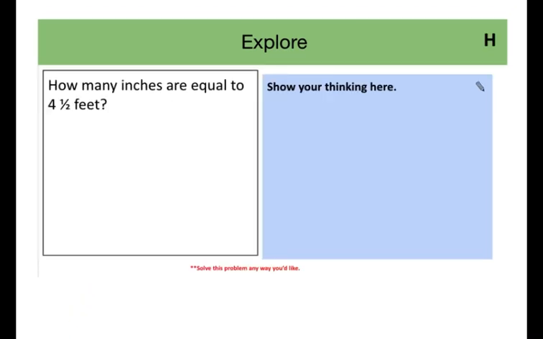All right. Last question here. Let's take a look at this one. So it says, how many inches are equal to 4.5 feet? And you might want to draw a bar model, maybe to see it a little bit more clearly, or you could go ahead and try and solve it a different way. Go ahead, when you're ready, you could go ahead and unpause.